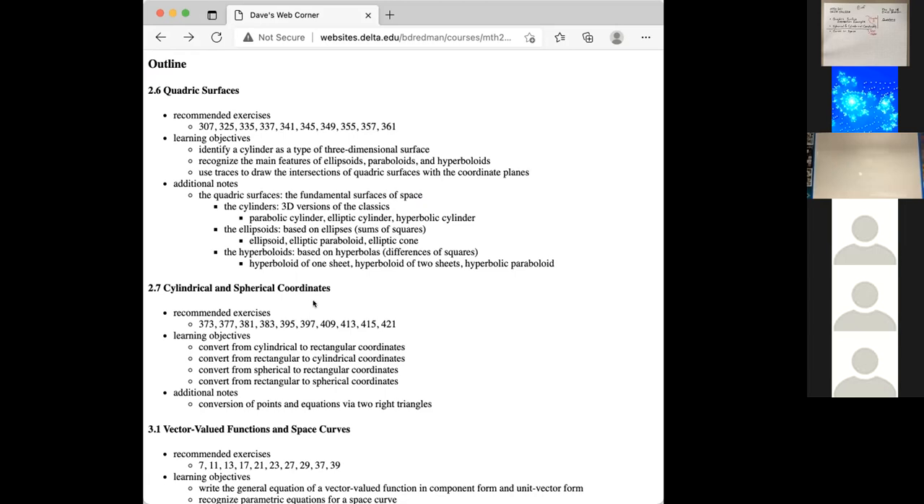But if you allow second powers of x, y, and z, if you allow x times y, x times z, if you allow degree 2 terms, and you ask yourself reasonably, well, what are all the animals I can create there? They are the quadric surfaces, which can be classified many ways, but a common way of classifying them is into the cylinders, the ellipsoids, and the hyperboloids.